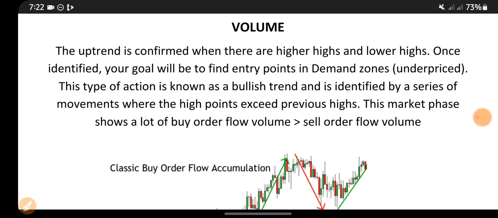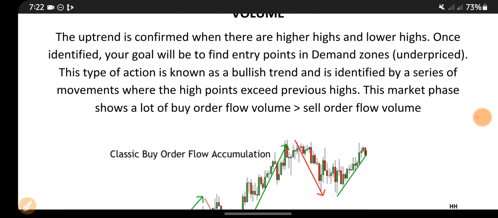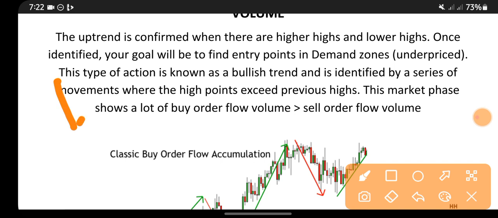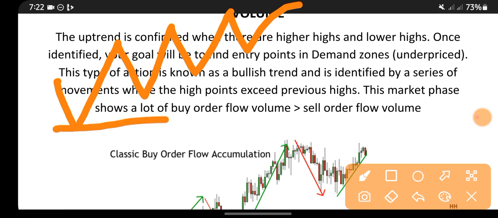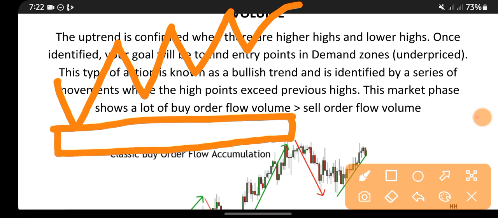When we say demand zones, it is a zone where there were too many buyers. Sorry, I said sellers, buyers actually. There were too many buyers in that zone. So I'll give you an example. Let's say price is moving in this way. Good. This is the demand zone.